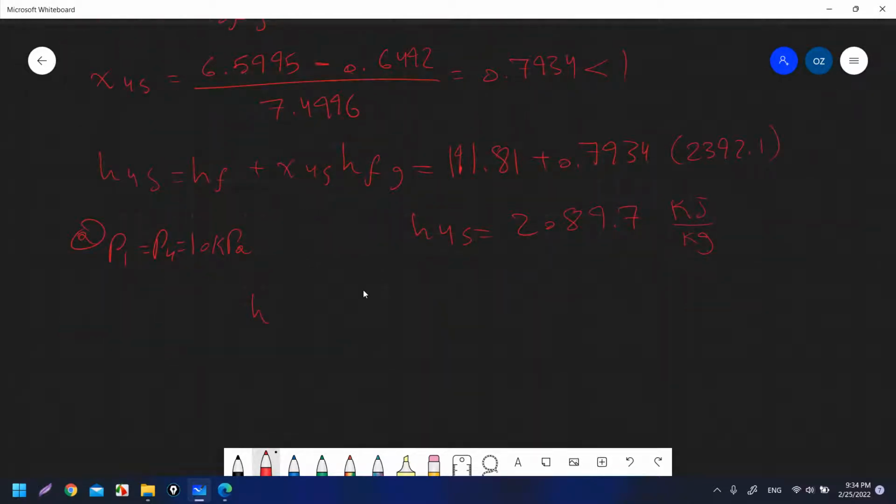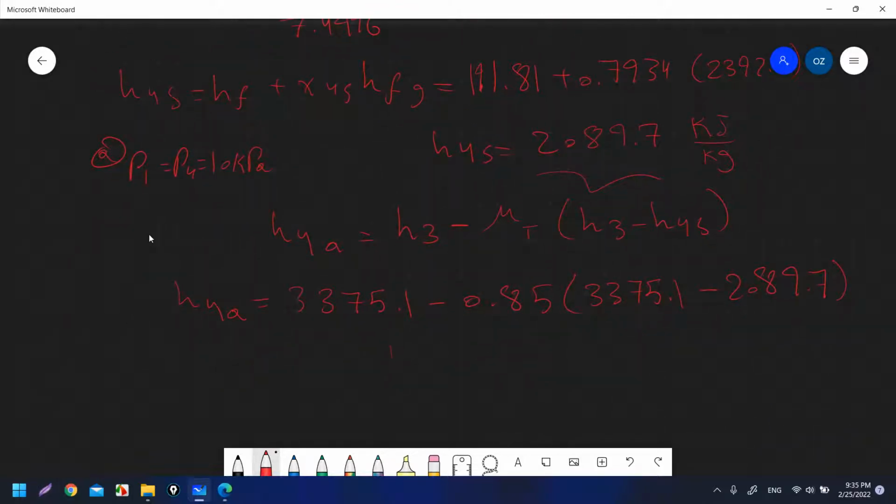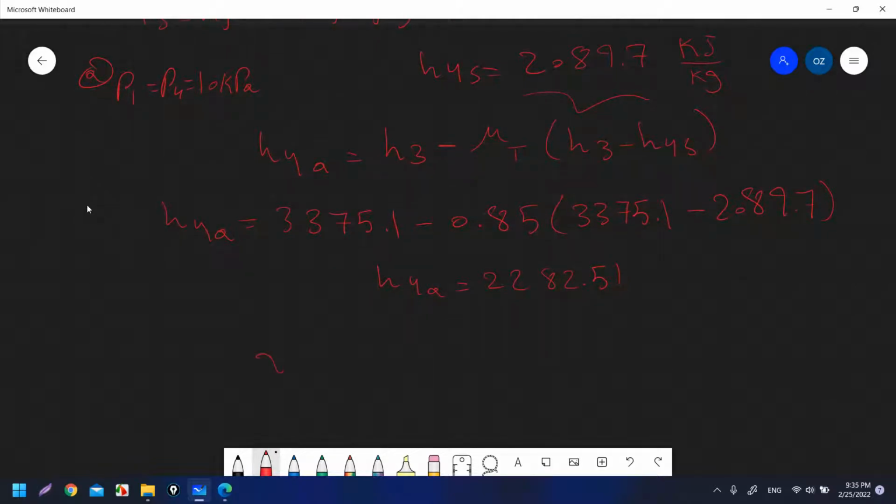Now I can find the actual enthalpy H4A using the isentropic efficiency of the turbine equation: H3 minus the isentropic efficiency of the turbine times H3 minus H4S. This will give us H4A. H3, we calculated to be 3375.1, minus 0.85, given in the question, times 3375.1 minus H4S, which is 2089.7. This will give you that H4A is equal to 2282.51, and now I can find X4A.